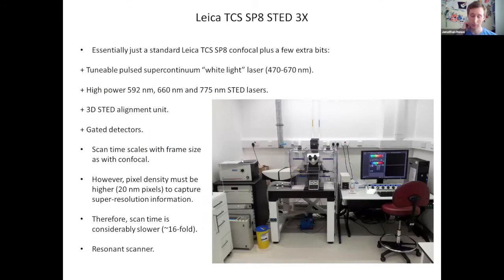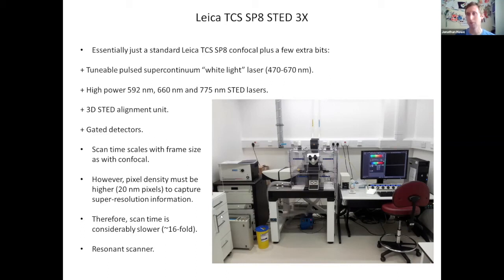So we're lucky that we have one of these STED microscopes at the LMB. It is essentially a modified version of the SP8 confocal from Leica. And the modification is that it has some extra components. And they are represented in this image. Basically everything to the left where I'm pointing now, everything to the left of the scan head are the STED components. So we have a tunable white light laser for excitation.